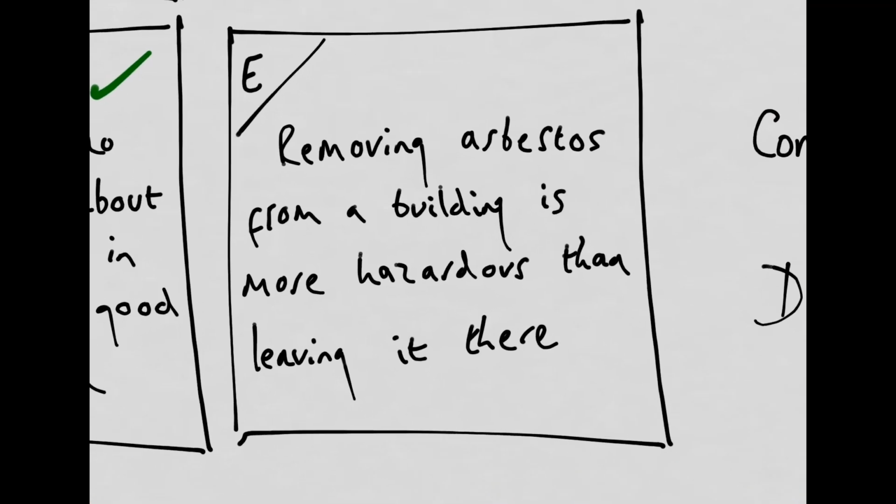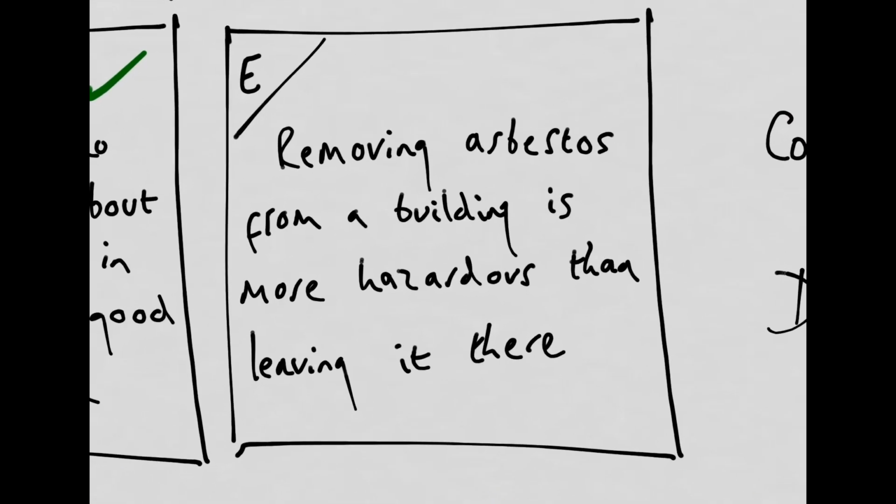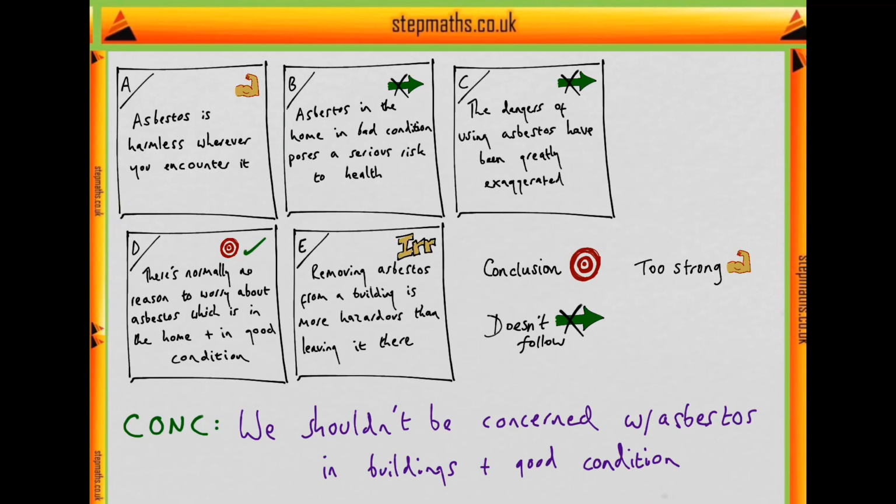And that leaves option E as the final one to eliminate. This says that removing asbestos from a building is more hazardous than leaving it in place. Now, the author doesn't talk about removing asbestos at all from buildings. And so option E is simply irrelevant. And that leaves option D as the correct option.